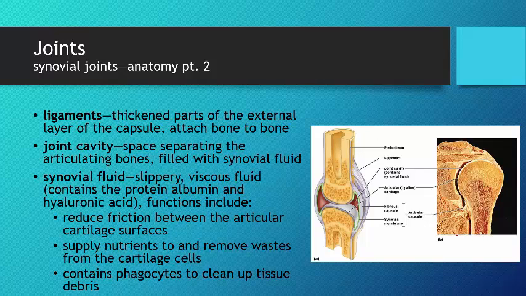Ligaments are also going to be associated with the joint capsule. So these are thickened parts of the external layer of the capsule, and they reach up and connect to the bone. So the ligament reaches out from the bone and becomes part of that external layer of the joint capsule, and then can even reach out to the other side to hold those bones together.